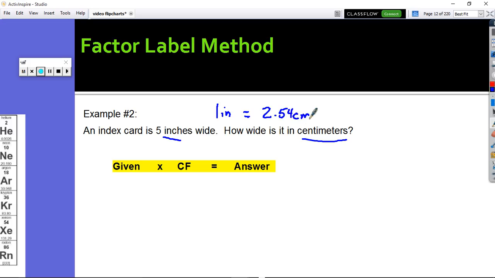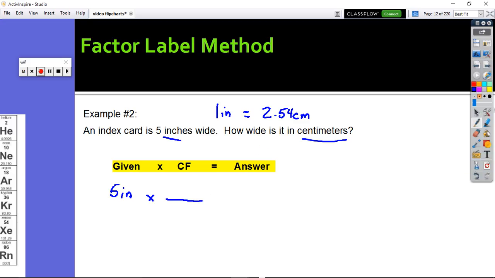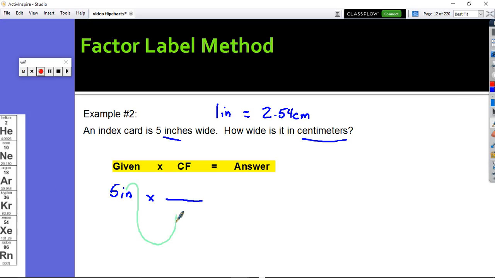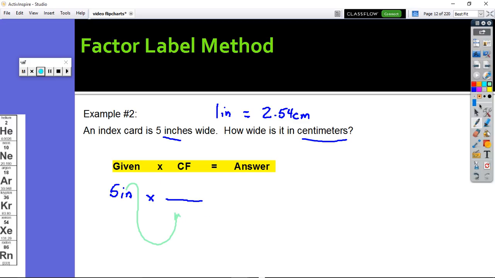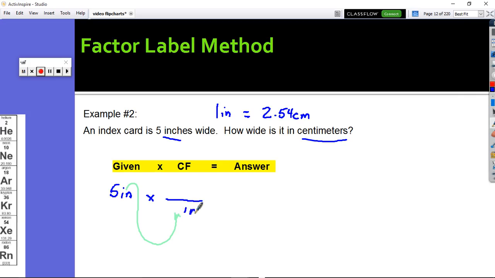So now, using your conversion factor and the given, let's do the work. So starting with the given, the 5 inches. We want to multiply this by the conversion factor. But what should we put on the top and what should we put on the bottom? Now remember what we said earlier. Whatever unit you have on top, that's the unit that goes on the bottom. Inches were on top, inches would go on the bottom. So we're going to put IN down here. Then you look at the conversion factor. What number goes with inches? The answer is 1, so 1's on the bottom. The rest of it goes on the top, 2.54 centimeters.